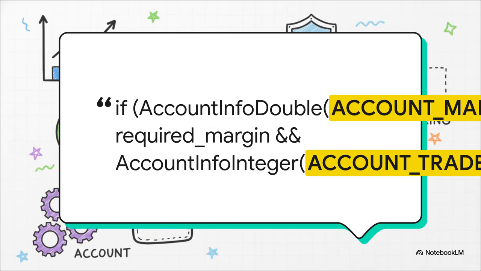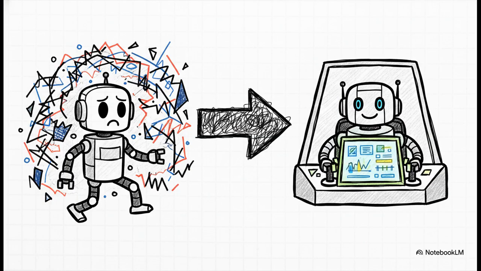It's just a basic if statement, but think of it like a gatekeeper. It's asking 2 questions before it lets anything through. Do you have enough free margin, and is trading even allowed? Only if the answer is yes to both does it proceed to the trade logic. This little piece of code is a super powerful line of defense that can stop your robot from making a catastrophic mistake. And really, that's the big takeaway here.